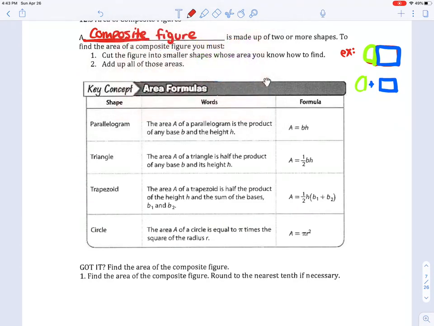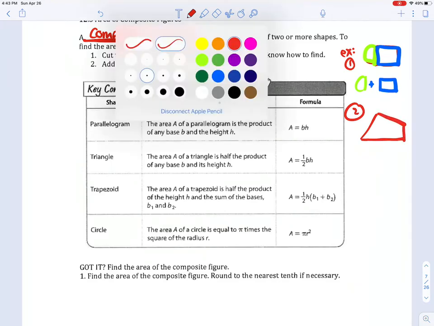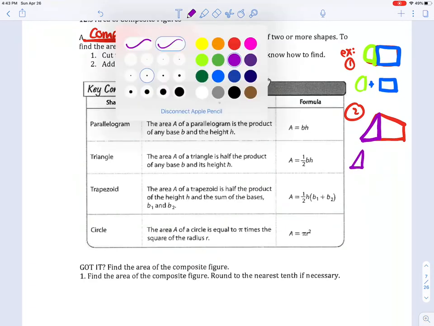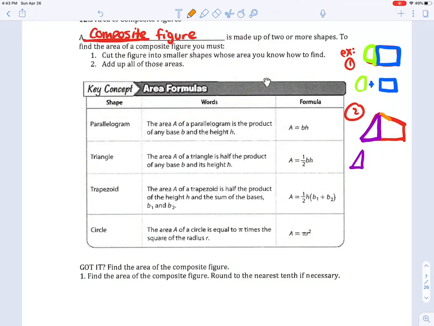Maybe you have something that looks like, let's do another one here, this. Okay, a little bit harder to see maybe, but I see a triangle here and a trapezoid here. So again, I can cut it into the pieces that I'm familiar with or the pieces that I know.